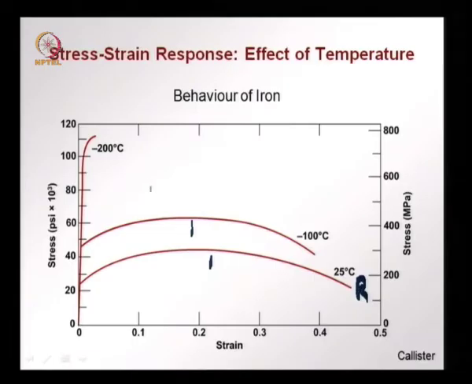Now, if we decrease the temperature even further, to minus 200 degrees centigrade, we have a much higher yield value, close to around 700 megapascal, but there is not much elongation after that. Failure occurs abruptly at a very, very small strain. So, what we see here for iron is typical of many materials. As temperature decreases, the strength goes up, but the elongation or ductility severely decreases.